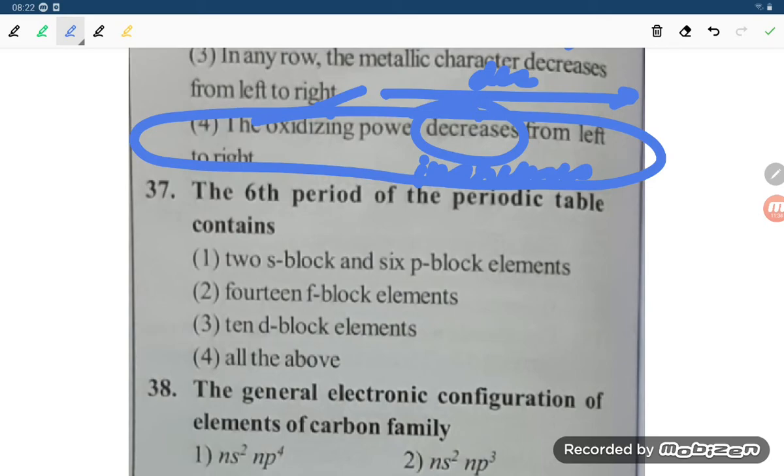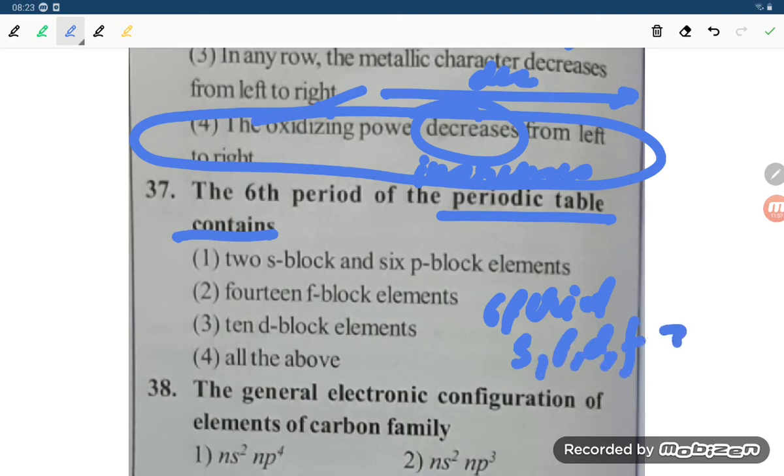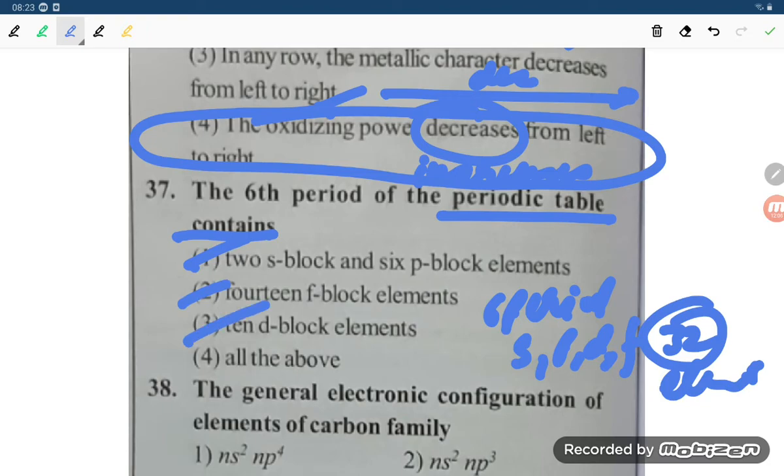Question number 37. The sixth period of the periodic table contains what? The sixth period means S, P, D and F, 32 elements. That includes 2 S, 6 P, 14 F and 10 D. All of the above, student. So for question 37, option number 4 is correct.